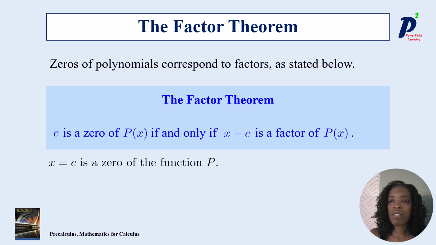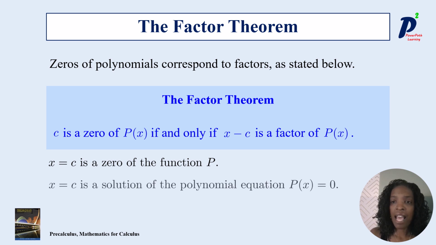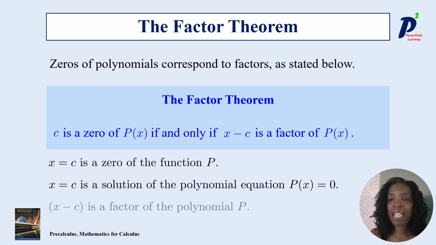If x equals c is a zero of the function p, then x equals c is a solution to the polynomial equation p of x equals 0, and x minus c is a factor of polynomial p. If one of these statements is true, then all of the statements are true. That's what the factor theorem is in a nutshell.